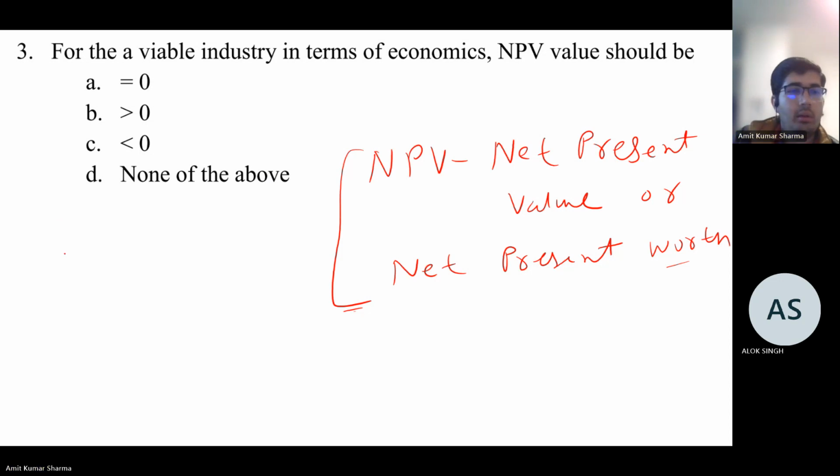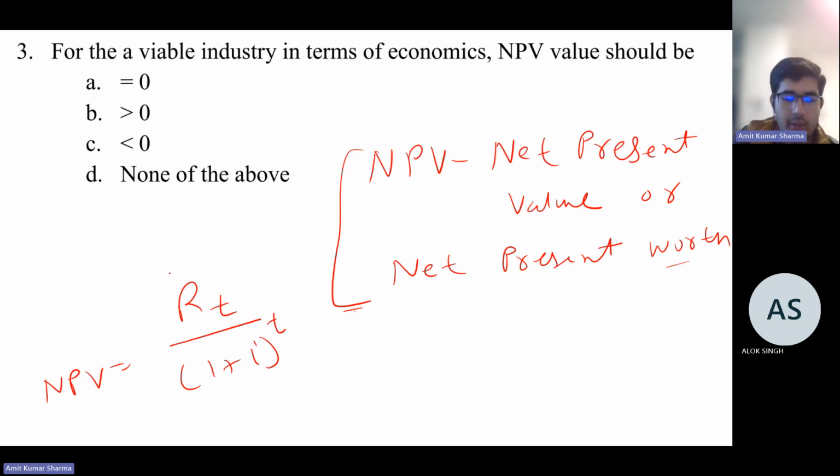And the simple formula for NPV is Rt upon (1 plus i) to the power t. Here Rt is the net cash flow, the difference between the inflow and the outflow over time t, i is the discount rate, and t is the time. So this is the net present value. So NPV is the difference between cash inflow minus outflow.